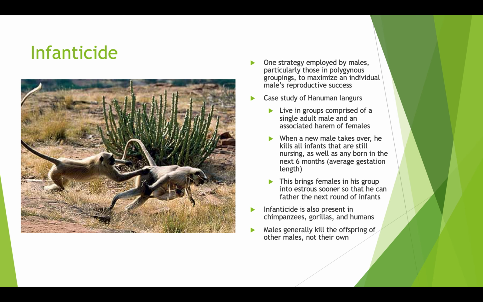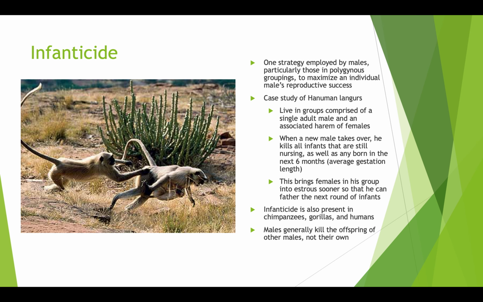So by killing nursing infants, you are basically bringing their mothers back into estrus, because nursing is associated with what we call lactational amenorrhea. While mothers are nursing, they're less likely to resume cycling. So by killing nursing infants, mothers start cycling sooner. He will also kill any infants that are born within the next 6 months, because that's about the length of gestation for Hanuman langurs. So he's not killing infants that are likely to be his. He's killing infants that are likely to be sired by another male.